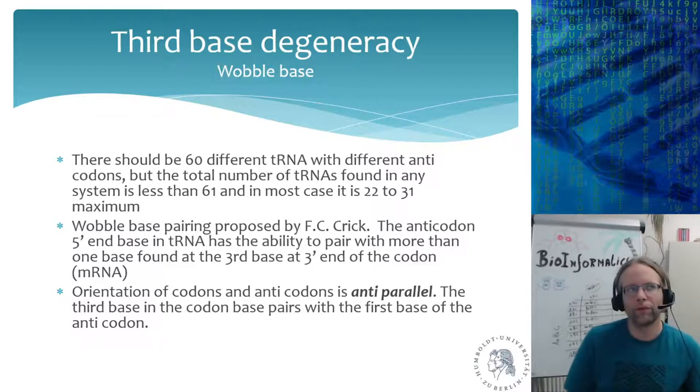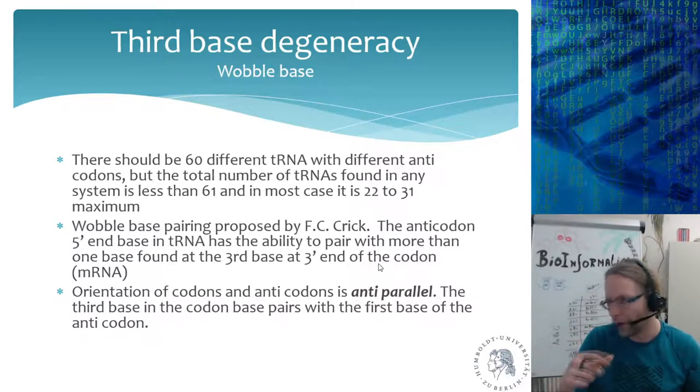So in the 1960s, people were already aware of this. And what F.C. Crick, of Watson and Crick, proposed is that the 5' end of the anticodon in the tRNA has the ability to pair with more than one base at the third base position at the 3' end of the codon in the mRNA. Because the orientation of codons and anticodons is antiparallel, so they go the other way, the third base of the codon pairs with the first base of the anticodon.